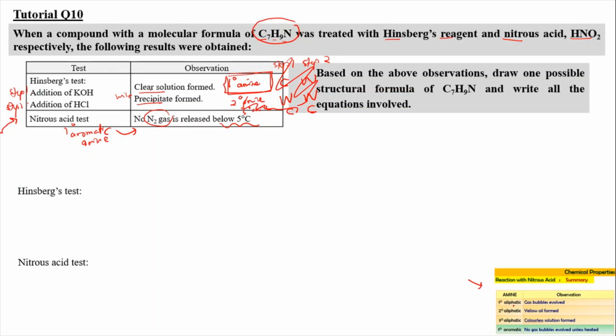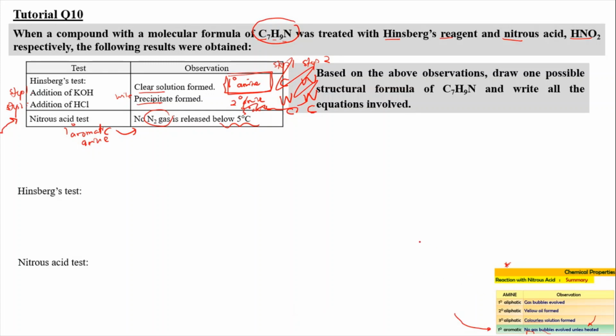So for the primary aliphatic, the gas bubble is going to be evolved, similar to what you have looked at in the previous question. Okay, and for the primary aromatic, there is going to be no gas bubble evolved unless it is being heated. So you know that it is a primary aromatic amine because of the situation here. Okay, so you can look again at your lecture note.